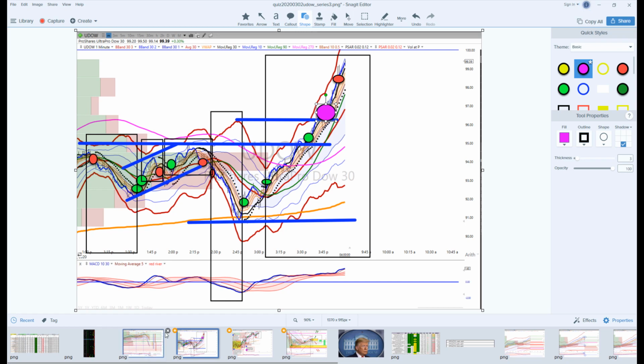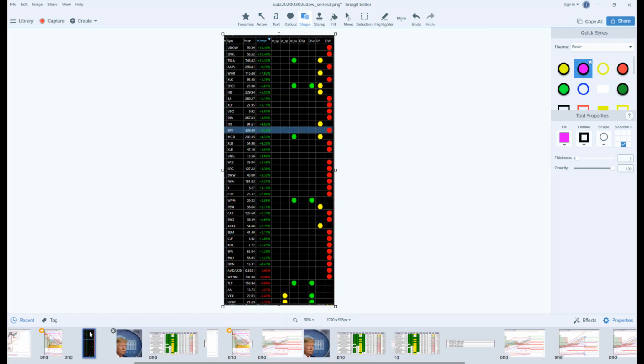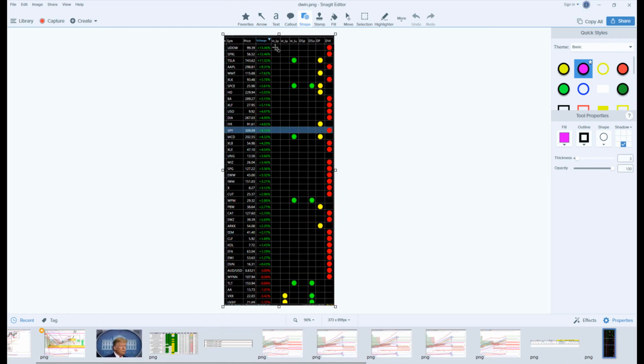But now when we take a look at the sector performance today, UDOW was the big winner today, 13%. The triple leveraged S&P was 12.5. Tesla was 11. Apple was 9. Walmart was 7.5. Tech was 5.7. So yeah, nothing wrong with that, guys. Nothing wrong with that.